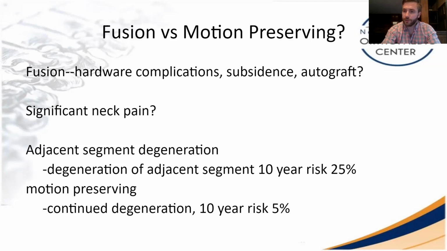Whenever you fuse two bones together, the ones above and the ones below work overtime. So you get the risk of adjacent segment degeneration, which is when they wear out. The risk of the levels above or below a fusion becoming symptomatic is about 3% per year. Versus motion preserving, where the patient continues to move, the ones above and below aren't seeing more stress, but the level that's moving can continue to wear out and become arthritic. And that happens a lot less. That's about 5% at 10 years.